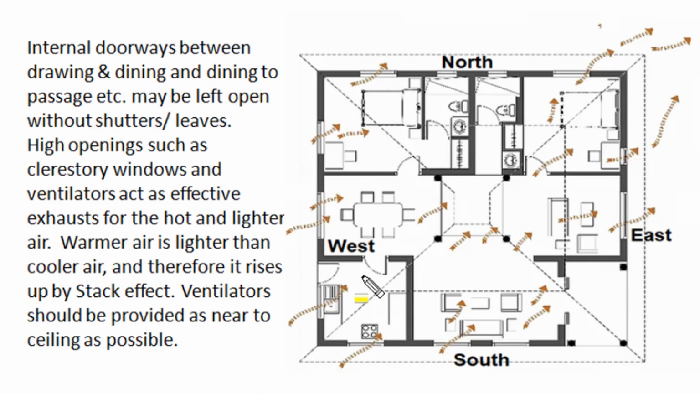For cross ventilation throughout the building, windward window of west and south and leeward window of east and north won't have any obstruction in between, and for that internal doorways between drawing and dining or passage must be left open without any shutters or leaves, so that wind movement naturally take place without any obstruction.